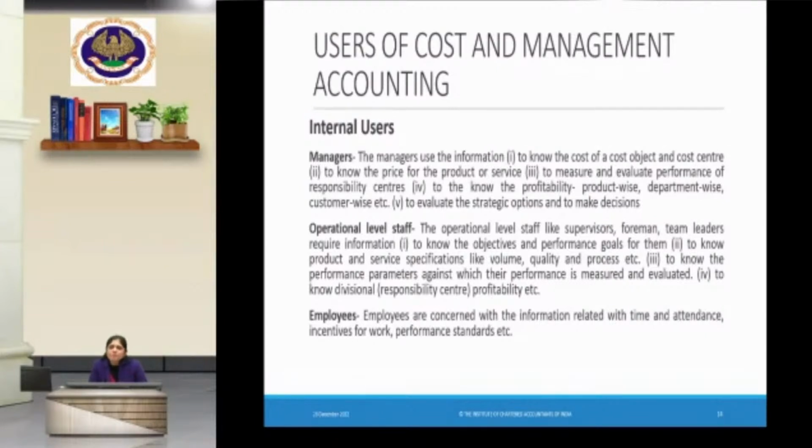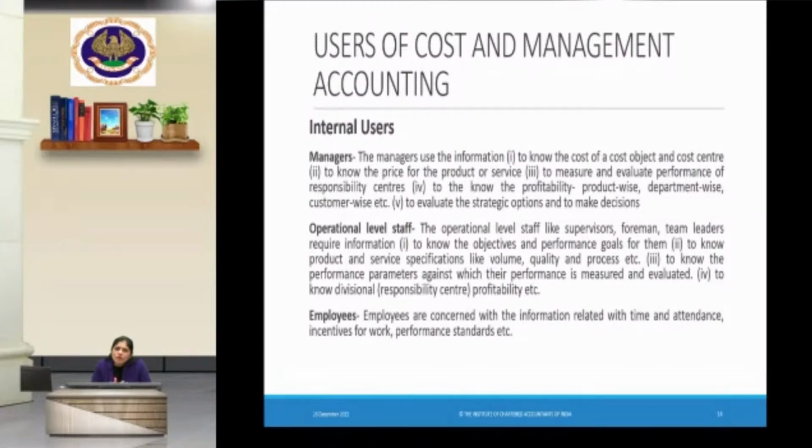That is why they should know the objectives of the department, the objectives of the requirements, and the performance goals. To know product and service specifications. Let us say they are producing a product. They should know what that product is, what the specification of that product is, which they are working on. They should know all the details of the product or the service which they are working for.